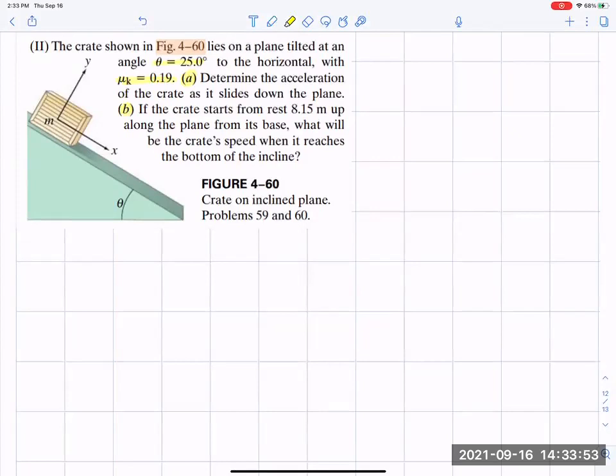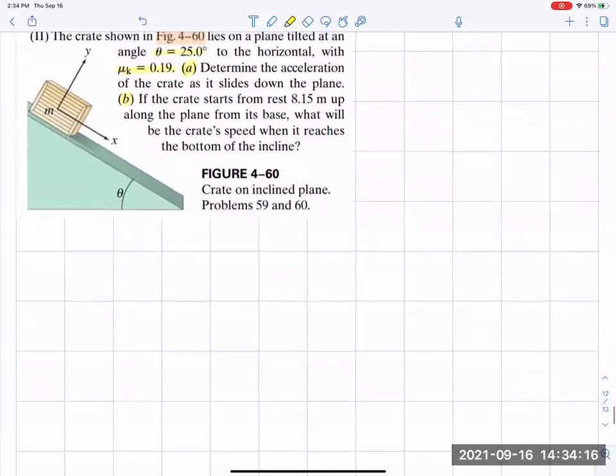8.15 meters up along the plane. So you are on the hypotenuse, so to speak. What will be the crate speed when it reaches the bottom of the incline? Now, because we didn't do conservation of energy just yet, you're going to have to apply kinematics on part B of the problem. But let's worry about how we set up the problem first.